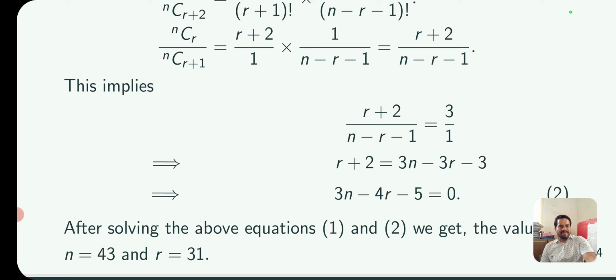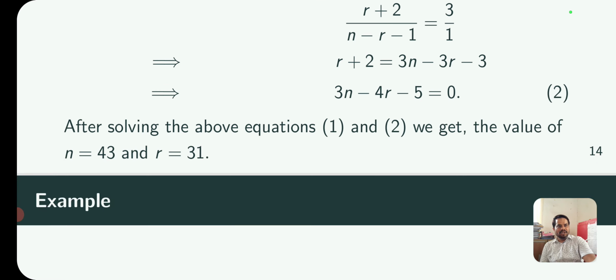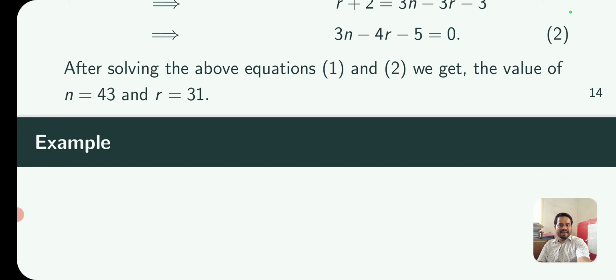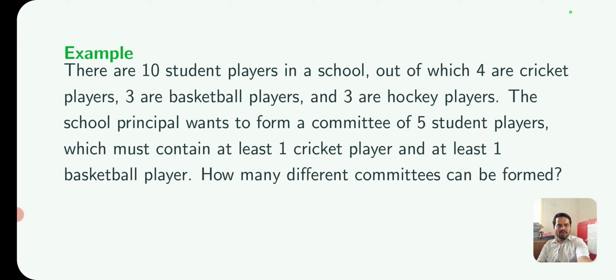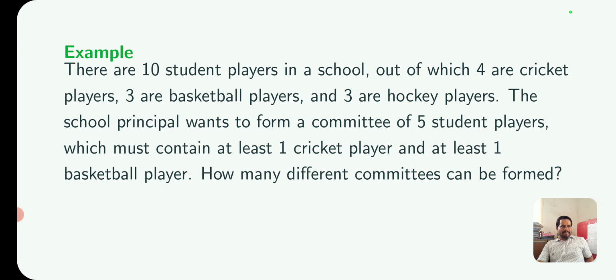We can call it the second equation, and it is 3n minus 4r minus 5 equals 0. So after that, you can solve equations number 1 and 2 for n and r. We get the values of n and r where the given ratio is satisfied. So this is the example where you just apply the definition of a combination and we get the desired result. Now let us see the next example.